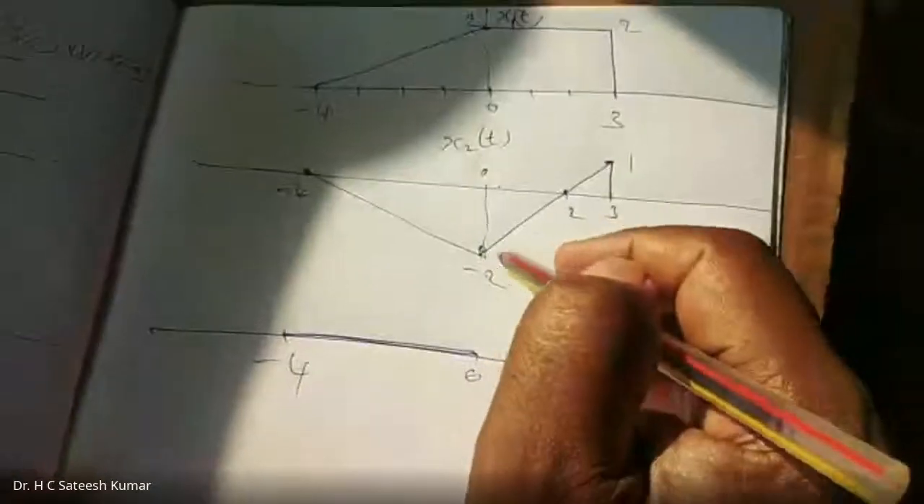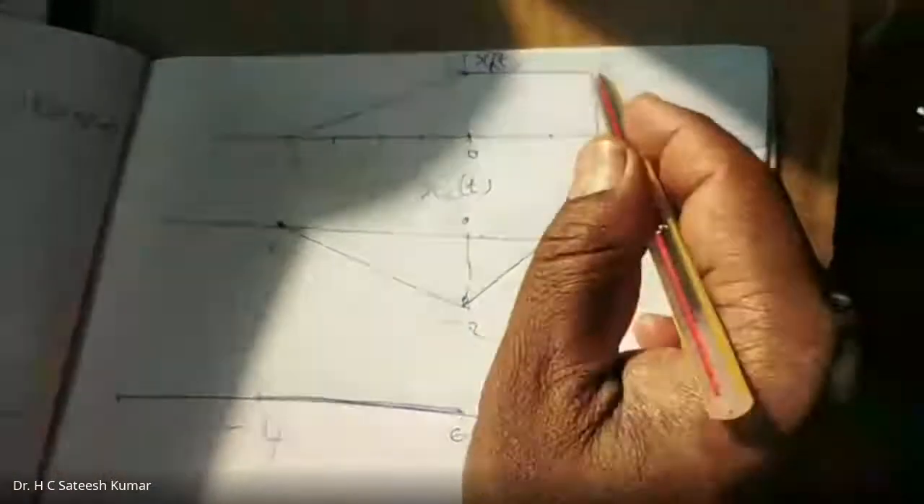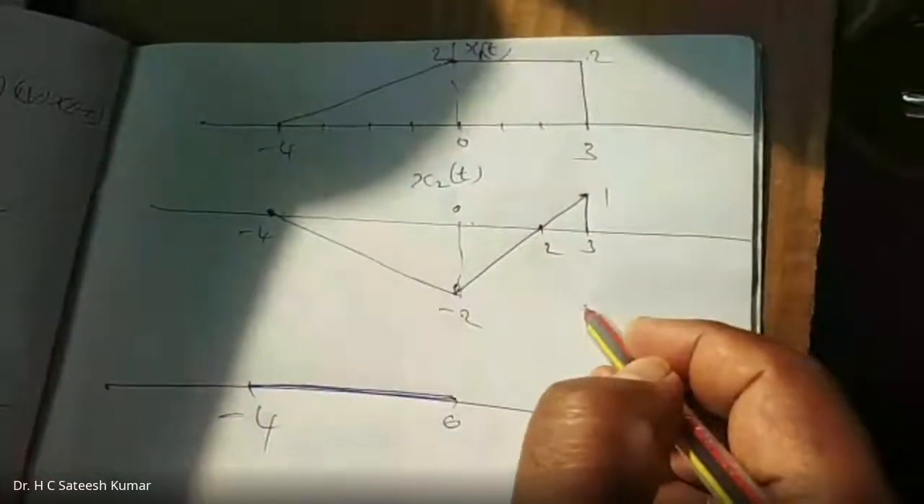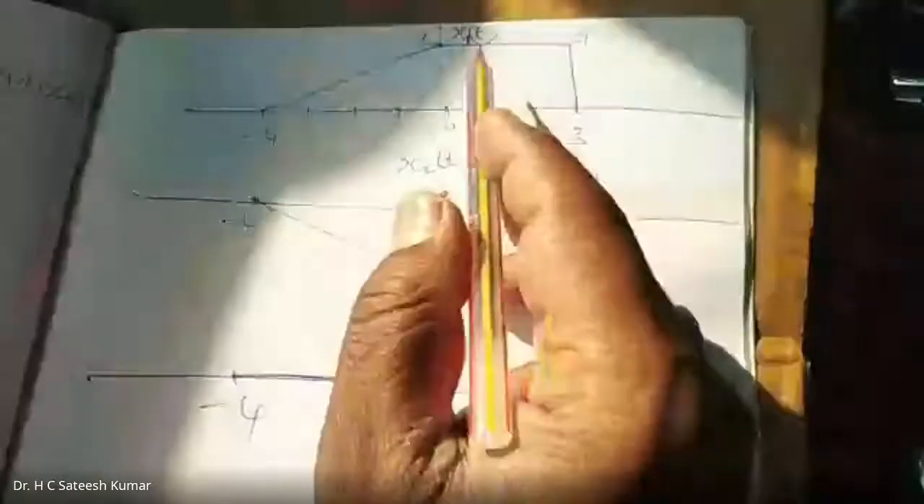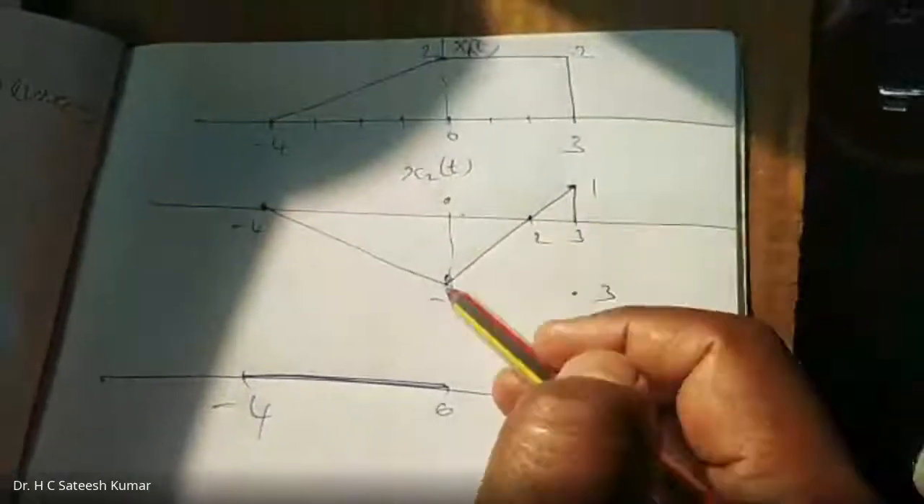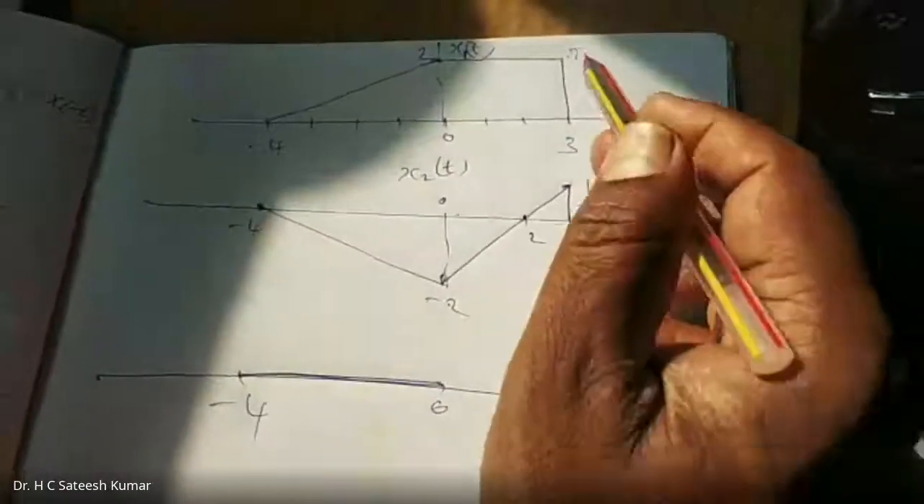So now constant plus increase is increase. Go to endpoints. 1 plus 2, 3. So it will go up to 3. Constant plus increase is increase. -2 plus 2, 0. 1 plus 2 is 3.